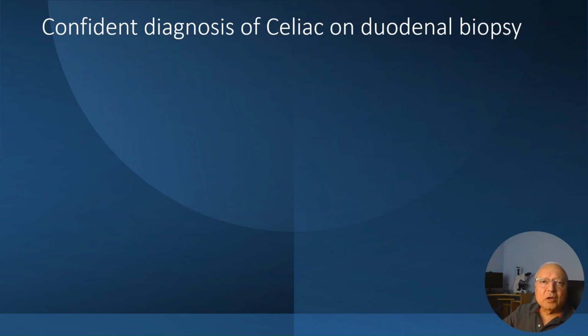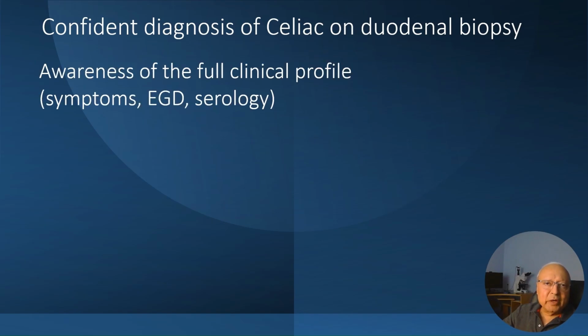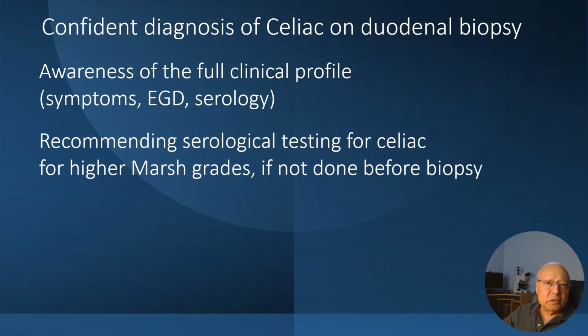So how do you make a confident diagnosis of celiac on the duodenal biopsy? One is by awareness of the full clinical picture, by knowing the symptoms, whether they are typical or atypical, by looking up the endoscopy to see if there is scalloping, and by knowing all the nuances of serology. If there is no serology done, then it is important to recommend serology to your gastroenterologist when you see higher Marsh grades, because that lymphocytic duodenitis may indicate celiac disease that has not been detected clinically before.